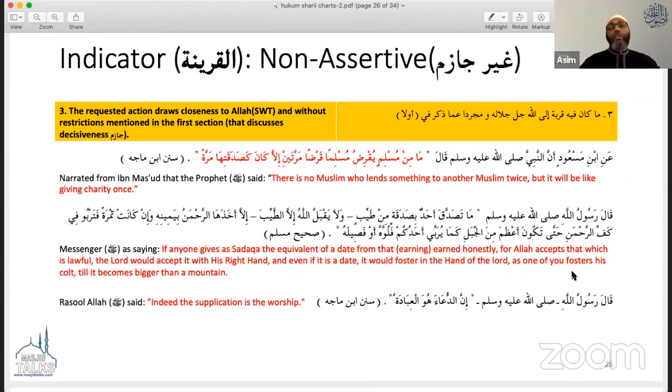Like the hadith of Rasulullah sallallahu alaihi wasallam that says, "Ma min muslimin yuqridu musliman qardan marratain illa kana ka sadaqatiha marra," meaning there is no Muslim who lends something to another Muslim twice, but it will be considered as a sadaqah. Meaning, if a person is in need and you give him a loan, and he comes back again for a loan of a similar thing, then you give the loan to him again, and this is considered as charity, as far as the reward that a person is going to get.